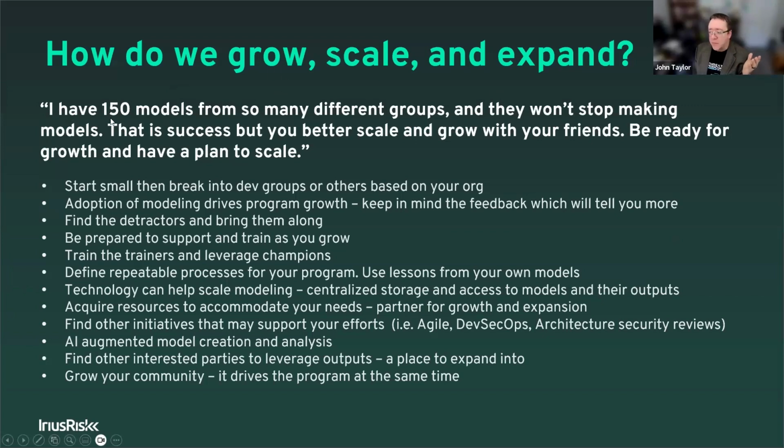Like I mentioned, I have 150 models. And if you have these from different groups, they just won't stop making them, right? That's success. You've got people modeling, but you've got to scale and grow this with your friends, with your community, and be ready for that. And as I mentioned before, that plan doesn't have to be super complex, but how are you going to support fast growth, slow growth? I have a long list here of different things and just some key points to pull out.